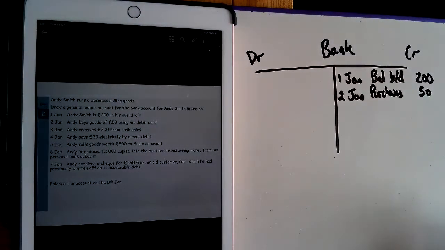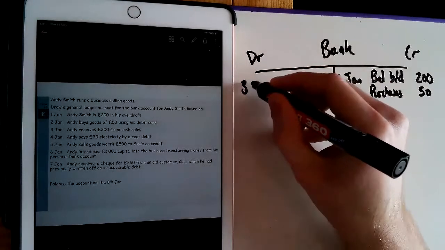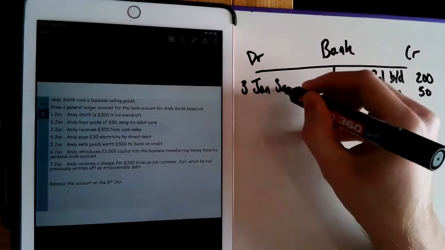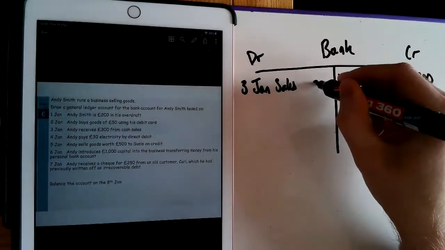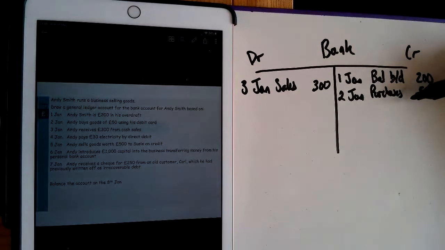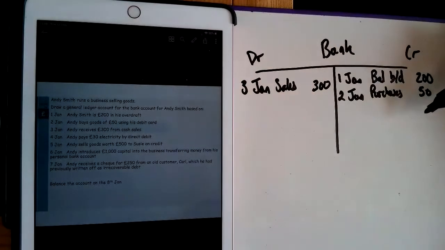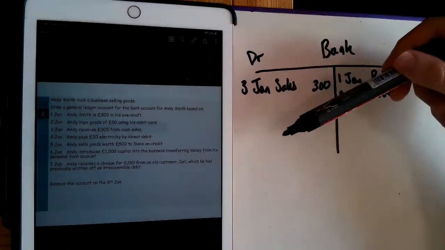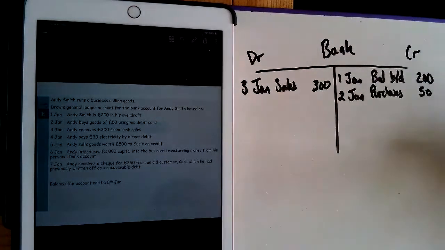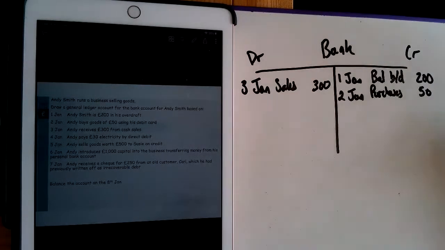3rd of Jan, Andy receives £300 from cash sales. So again, that's going to affect the bank account. That's going to be money in the bank. And it's because of sales. So that was £300. And again, another way you can check it is think purchases. The purchases account should be on the debit side. So therefore on the bank account, it'll be on the credit side. Sales, the sales account is on the credit side. So the bank account, it's on the debit side. Remember duality, opposite sides.